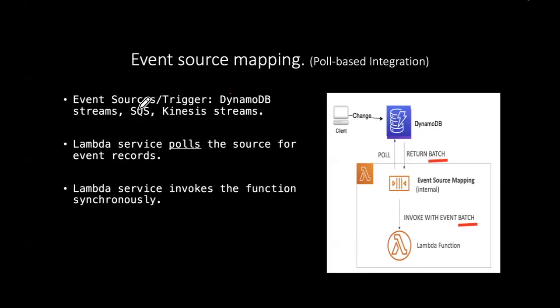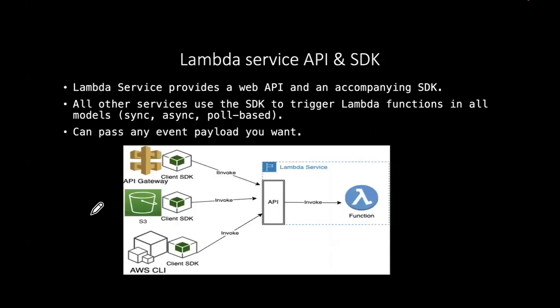SQS, which is another service that we look at, follows this same polling model. So the Lambda service invokes, I've said that already. Like always, every AWS service, not just the serverless ones, but every service has an API interface to it, a web API interface to it. That's how we get services to talk to one another.